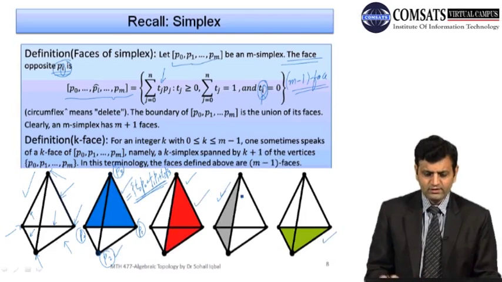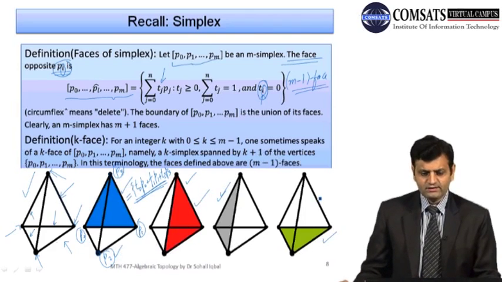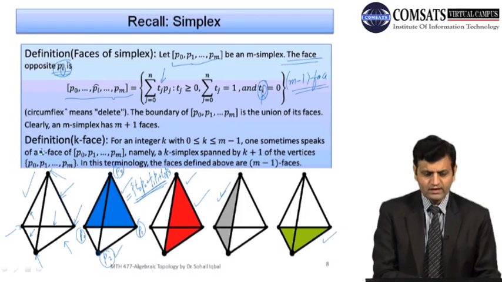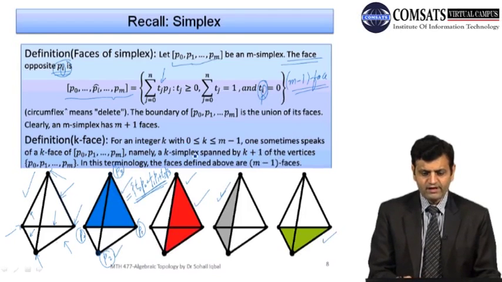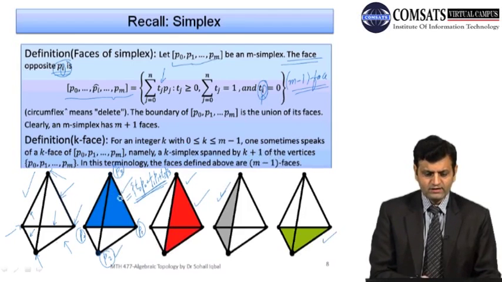And similarly we can calculate the other faces, and in general we can define a k face. For an integer k, one sometimes speaks of a k face, namely a k simplex generated by k plus 1 of the vertices of this. So in this case we generated a 2 simplex, so this blue face is a 2 simplex or a 2 face of this 3 simplex.